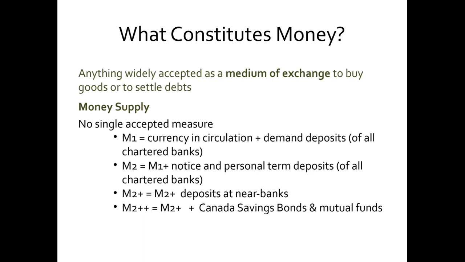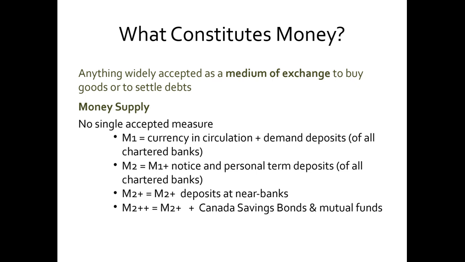There's no single accepted measure, so we have different definitions of money. We start with a narrow definition of money and then we make it broader. The narrowest definition of money is M1 supply of money. What is M1 supply of money? We just calculate the total currency in circulation. When I say currency, I mean paper notes and coins that we use.